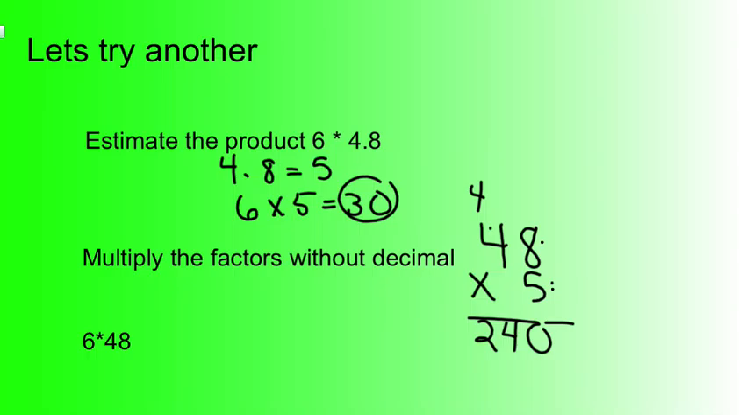So now I take my answer, 240, and I have to put the decimal point in somewhere. And I know that my answer is going to be a double-digit answer and somewhere up around 30. Therefore, the answer has to be 24.0, 24 and 0/10. So there's my answer. Okay?